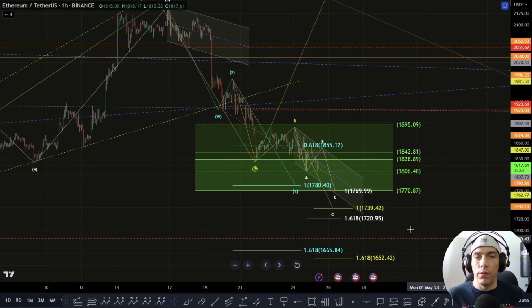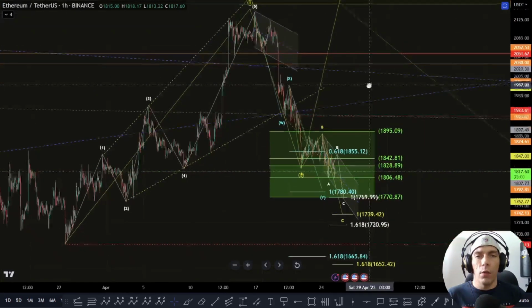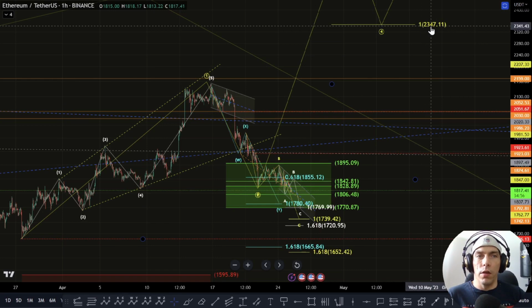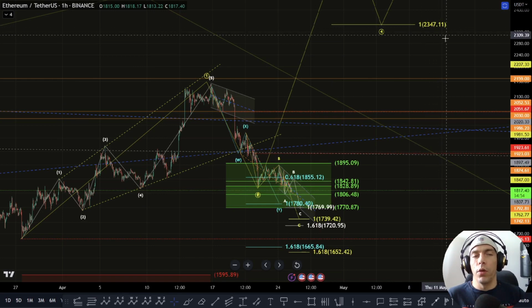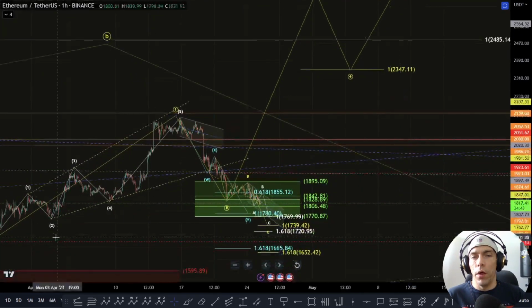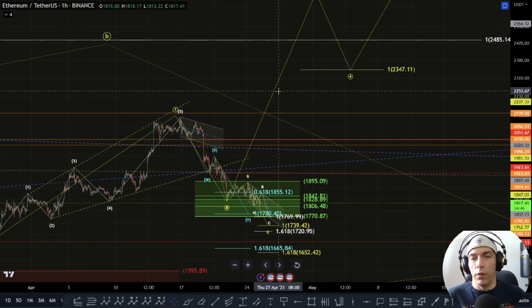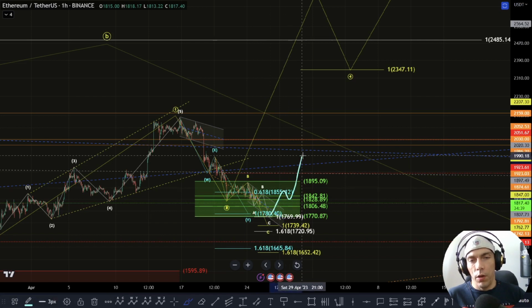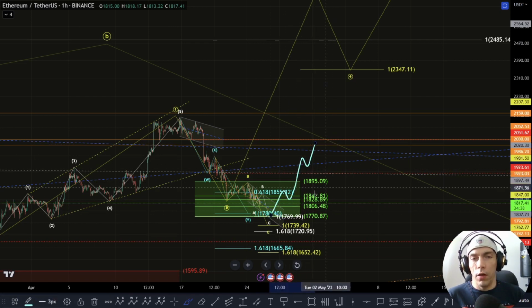We don't really want to see this 1770 break. If it does hold, potentially we could see a move up towards this one-to-one, which would bring us towards this 2347, or alternatively a bigger move towards this 2720 if we are looking for an impulse off the back of this. So what we need to see here is for these areas to hold, and then we'd want to see confirmation of some five-wave structure to the upside.